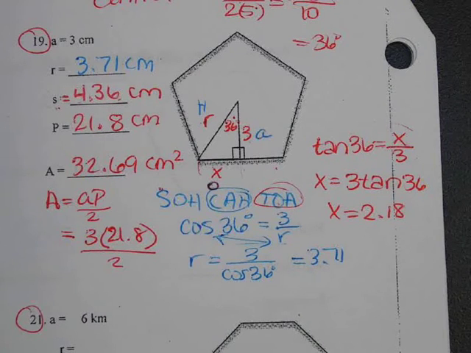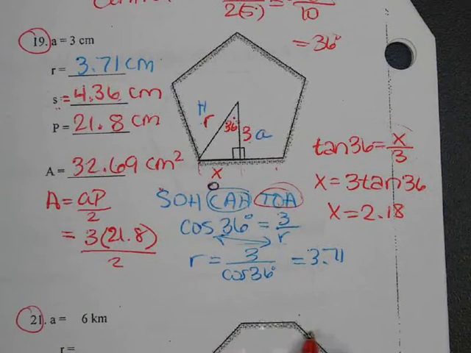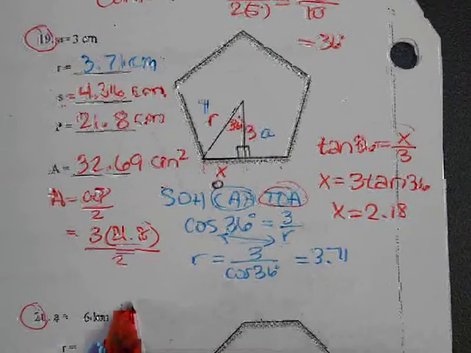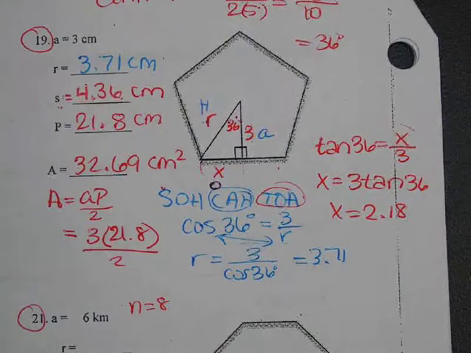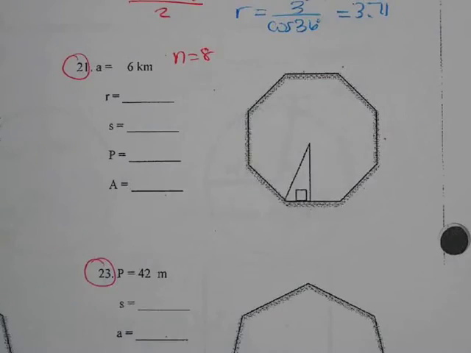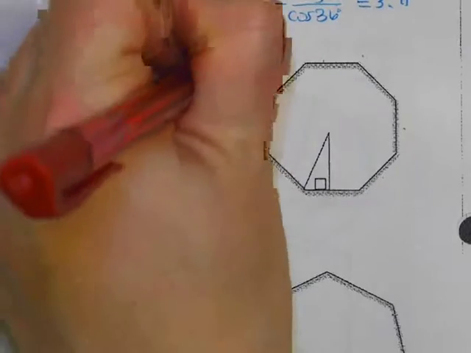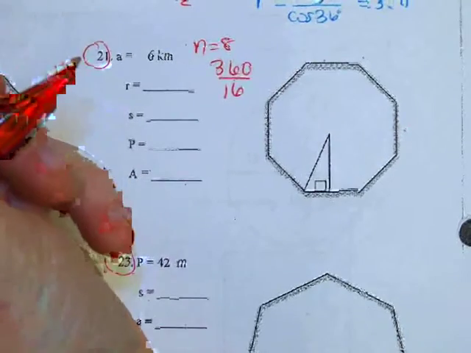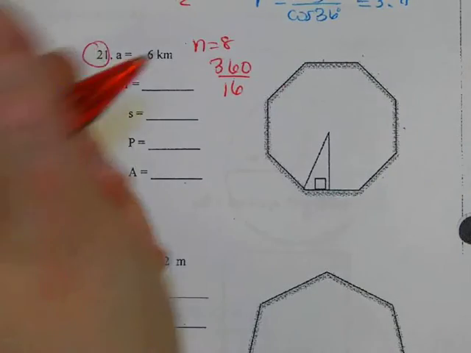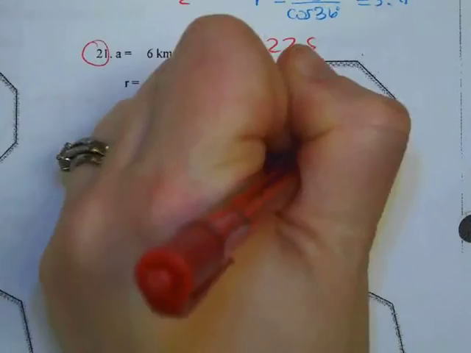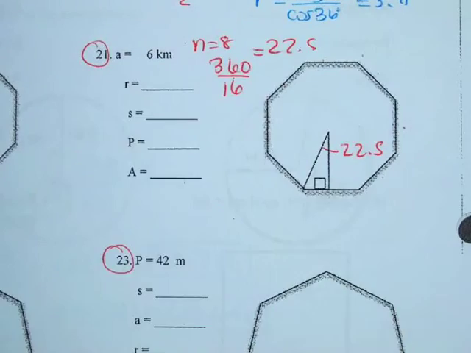All right, number 21 has 1, 2, 3, 4, 5, 6, 7, 8 sides. So my n is 8. We'll go ahead and calculate the central angle. So 360 divided by twice the number of sides comes out to 360 divided by 16. Comes out to 22.5. So that angle in the center is 22.5.